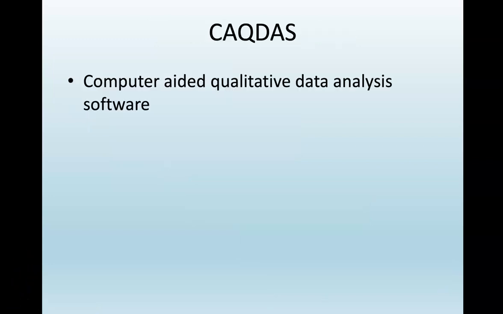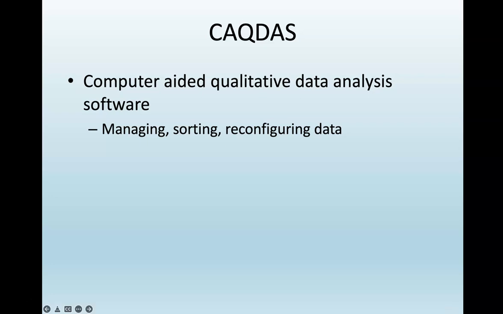Next, we have an acronym, which is however you want to pronounce it. Almost looks like cactus, so just cactus. This is an acronym for Computer-Aided Qualitative Data Analysis Software. So these are software programs that are designed specifically to help the researcher analyze qualitative data. But this software does not analyze data on its own. Instead, this type of software facilitates data analysis.